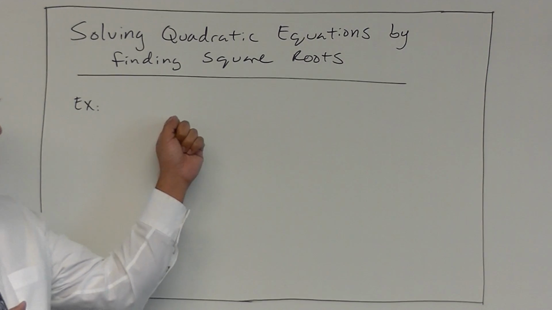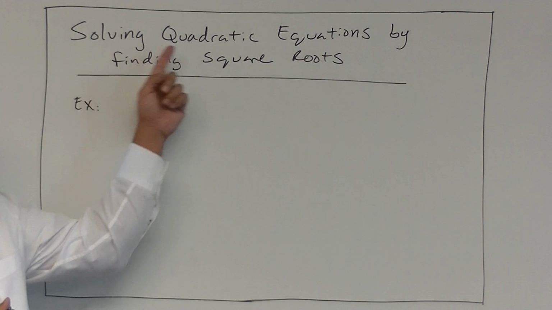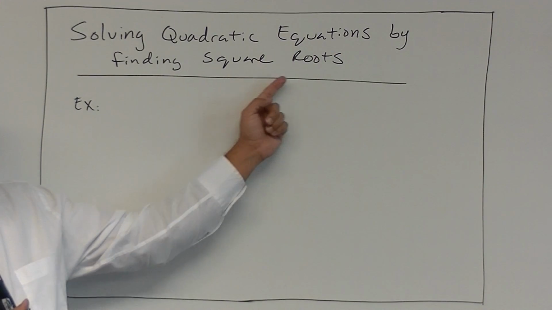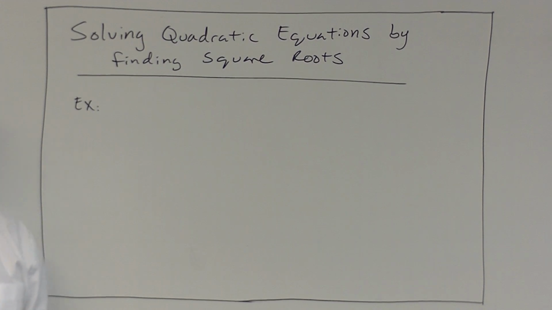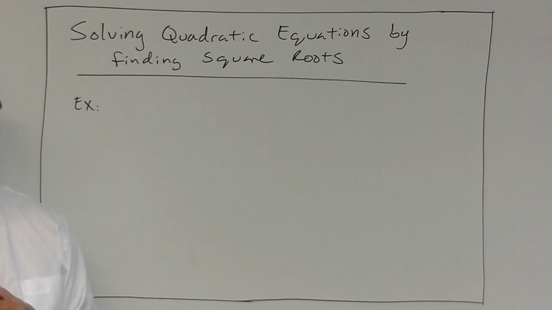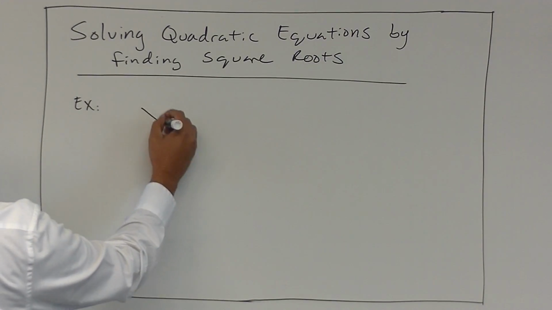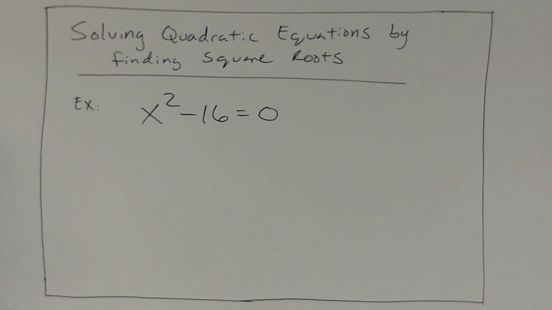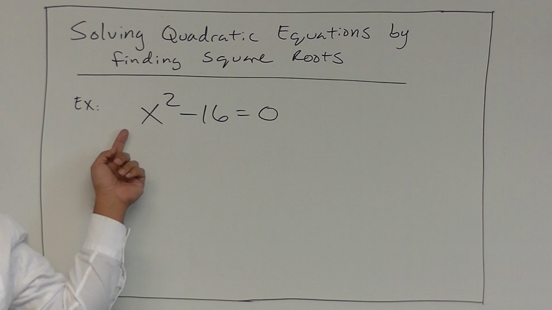Welcome back. Today we're going to learn how to solve quadratic equations by what? Finding square roots. Very good. You remember last week we went over how to find square roots and simplify square roots. So we're going to take that skill and use it in solving a quadratic equation. If we have something like x squared minus 16 equals 0, we want to know how to solve this.